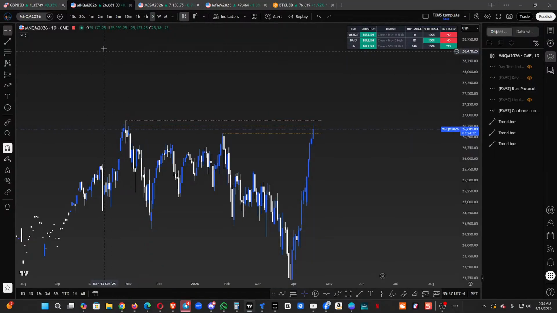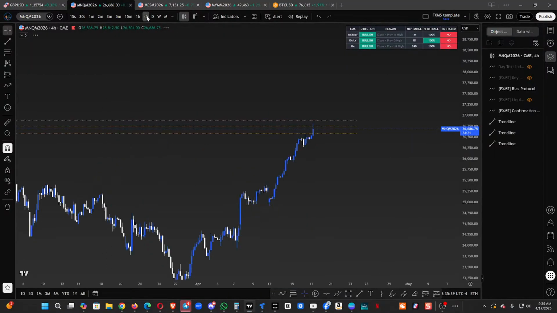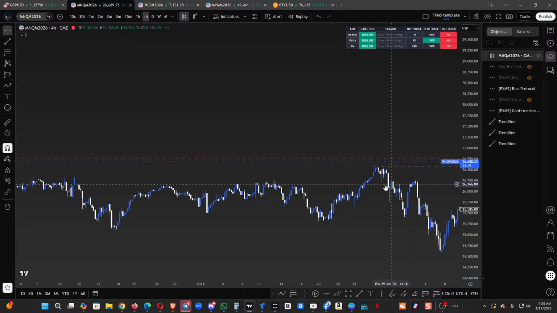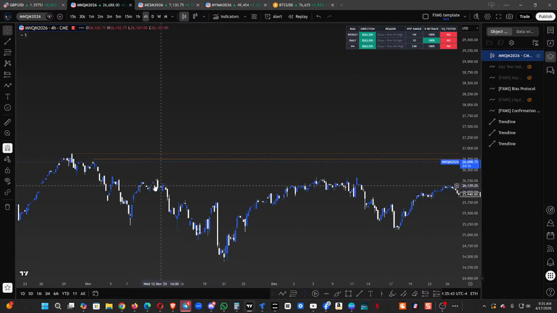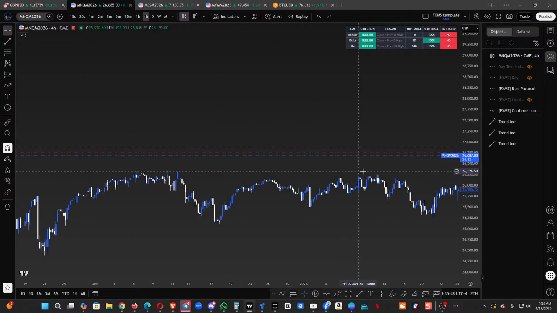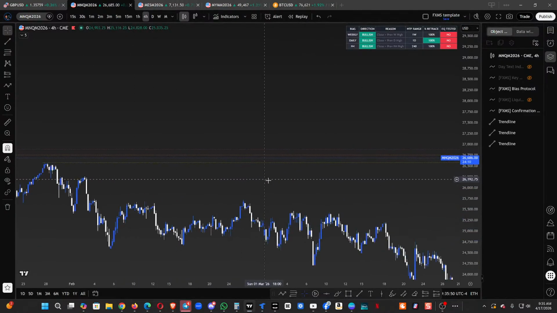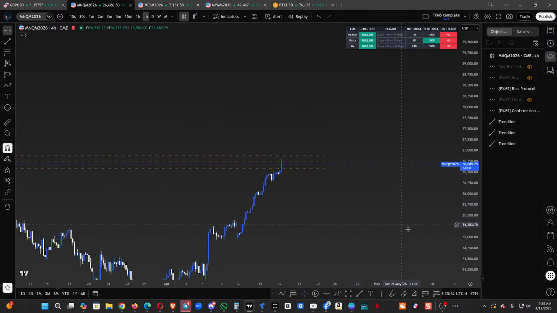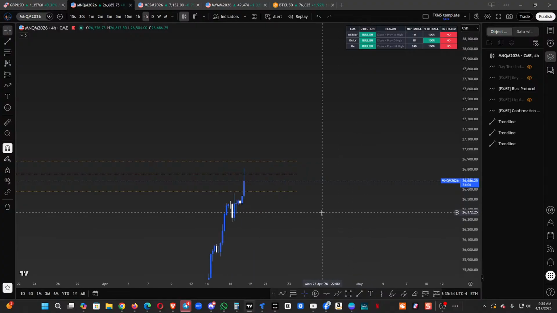There's that daily swing right there. I guess the 4-hour is a little different. Oh, okay, I see. Not sure why that's. Anyways, we'll use the daily. We'll use the daily level there.